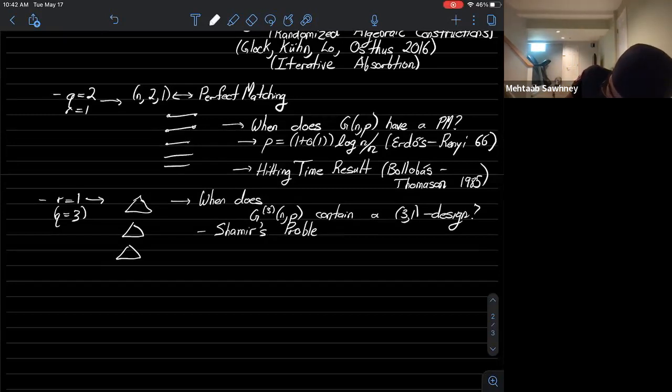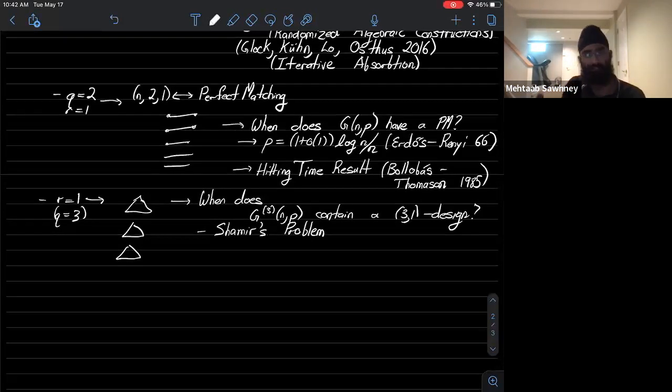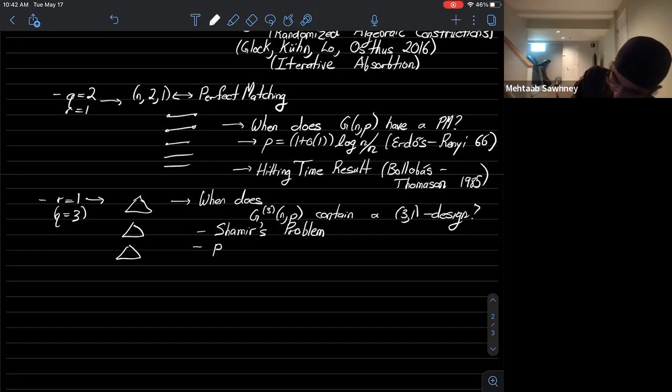And just for a bit of context of why this is hard, there's no analog of Hall's theorem as soon as you go to a hypergraph. And Hall's theorem is what's the driving engine behind the perfect matching result. And so this was a much harder result. First there was a result for the threshold up to a constant, which is that if P is larger than C, some constant, log n over n squared, then you have a 3-1 design.